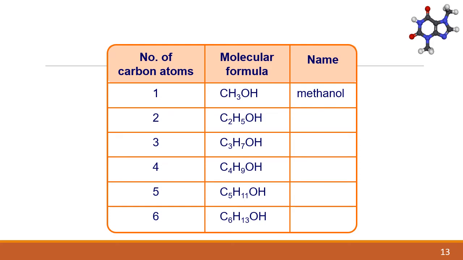So, an alcohol with one carbon atom is called methanol. When there are 2 carbon atoms, the alcohol is ethanol. A 3-carbon alcohol is propanol. A 4-carbon alcohol is butanol. A 5-carbon alcohol is pentanol. And a 6-carbon alcohol is hexanol.